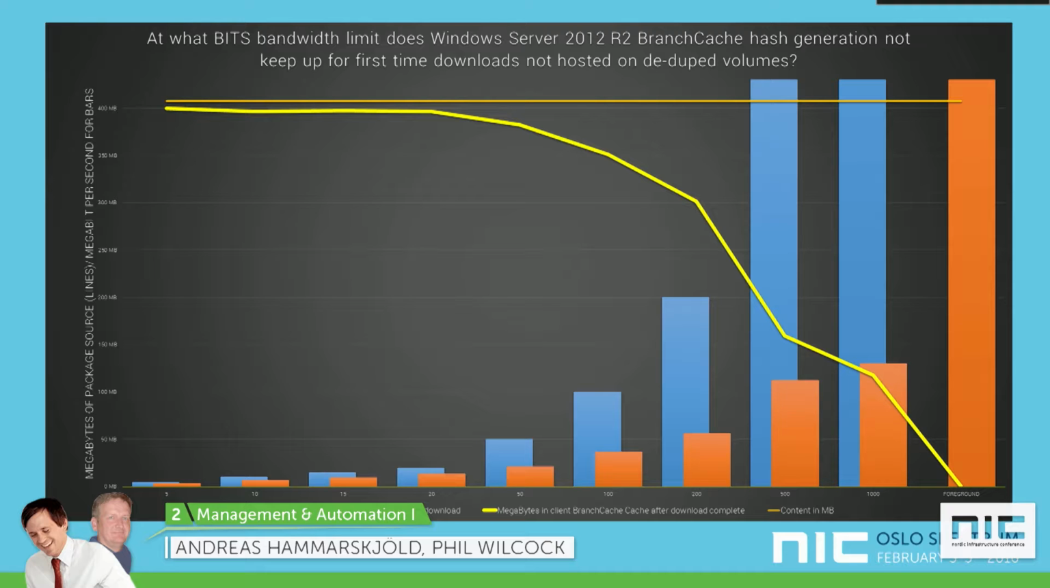The way BranchCache works, basically, you need a hash. No hash equals no data. The content server generates the hash, the client gets the hash, then gets the data from a peer, or if the peers don't have it, gets it from the server.